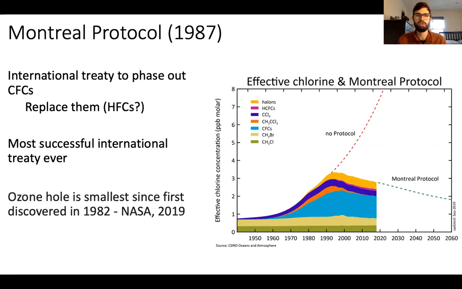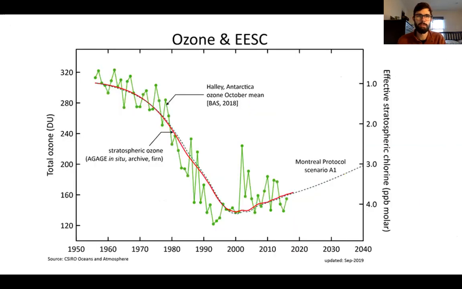The ozone hole was the smallest it's ever been since it was first recorded in the early 80s, in 2019. So that's great news. That means the Montreal Protocol is working. Here's another graph showing the ozone concentration in the atmosphere.